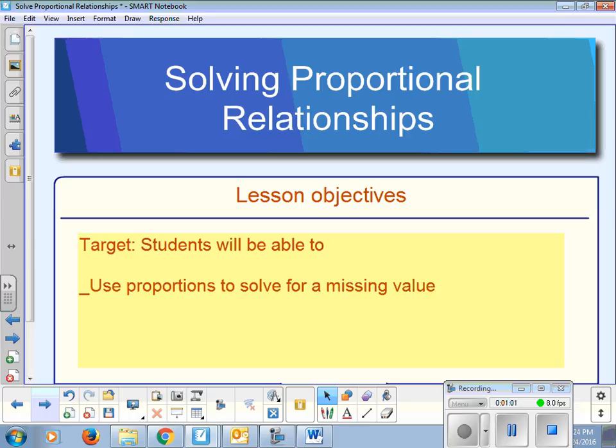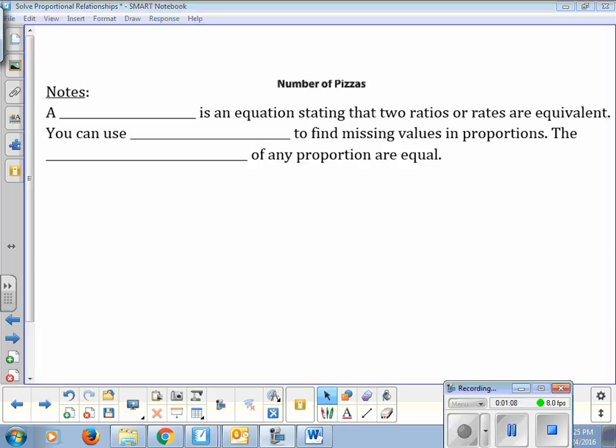Our target for today is students will be able to use proportions to solve for a missing value. For today's notes, we have a blank is an equation stating that 2 ratios or rates are equivalent. That is a proportion.